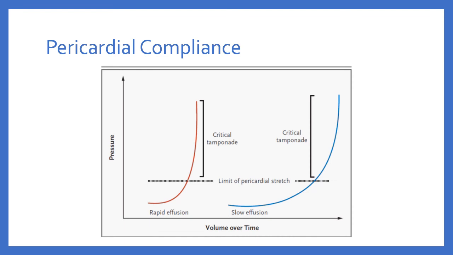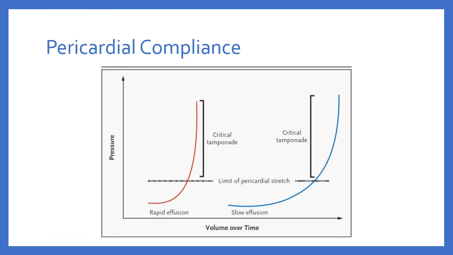The compliance of the pericardium will change depending on how rapidly the effusion develops. So even a small amount of fluid can cause tamponade if it develops very rapidly, because the pericardium doesn't have time to stretch and to accommodate the extra fluid. But at the same time, if the effusion builds up slowly, then the pericardium has time to stretch, and even a very large pericardial effusion could not cause tamponade if it develops slowly.